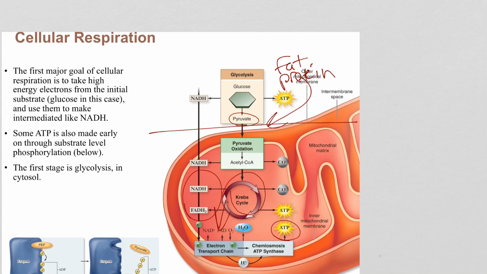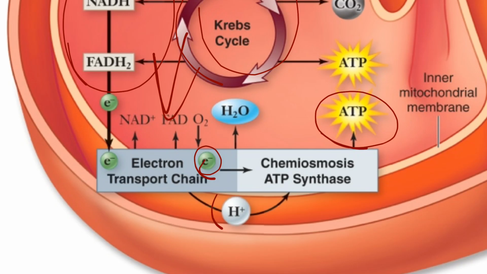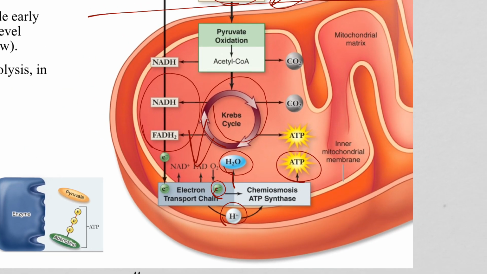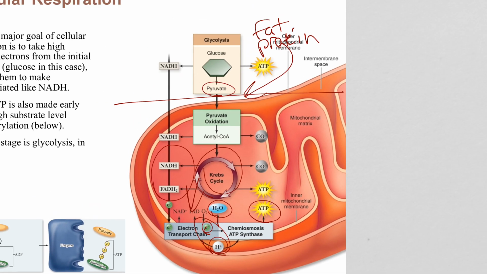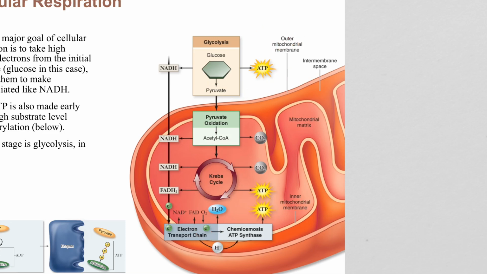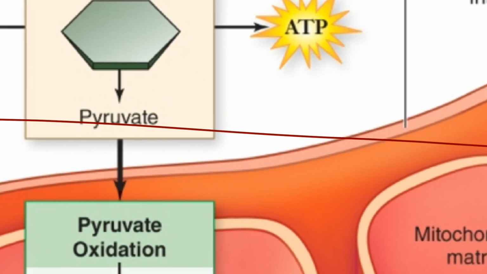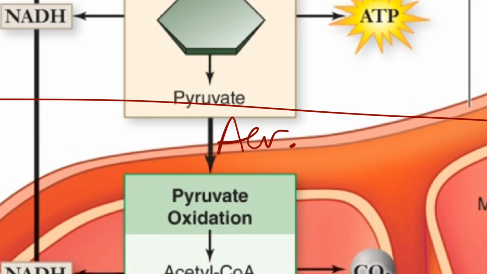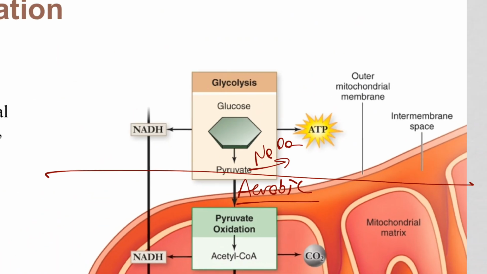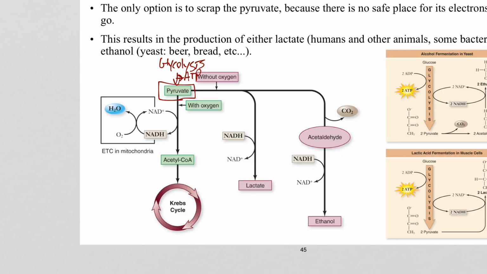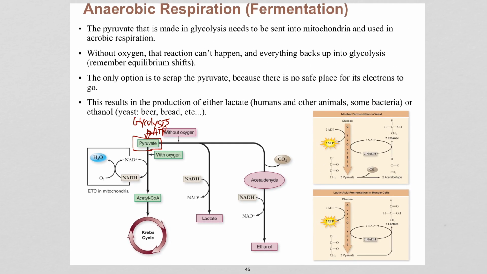And if you have oxygen, remember, oxygen accepts those last electrons and protons to become water. Right? Glucose or fat plus oxygen gives you CO2 and water. If you don't have oxygen, there's nowhere for those electrons or protons to go. And the break point here is right there with pyruvate. If you have oxygen, you can keep going towards Krebs cycle and you're aerobic. If you don't have oxygen, you have to shoot off to the side and become anaerobic. Right? And that's where fermentation comes in.